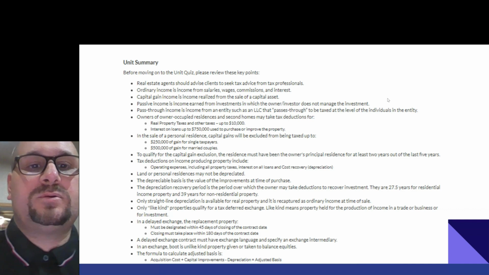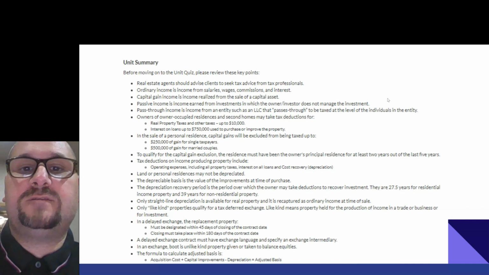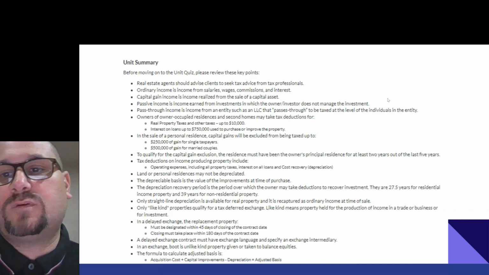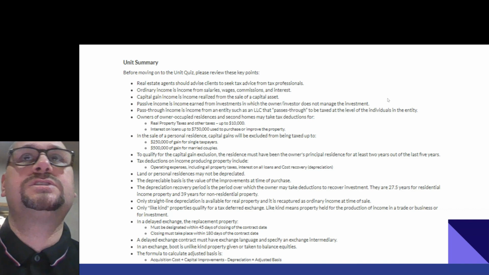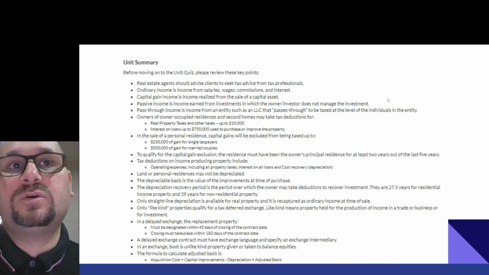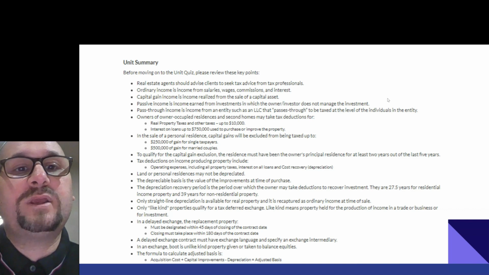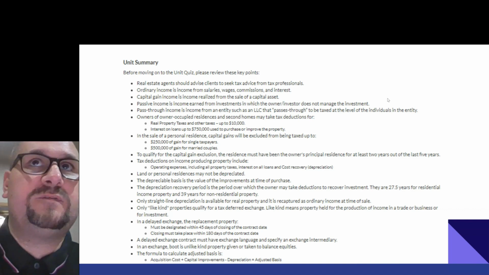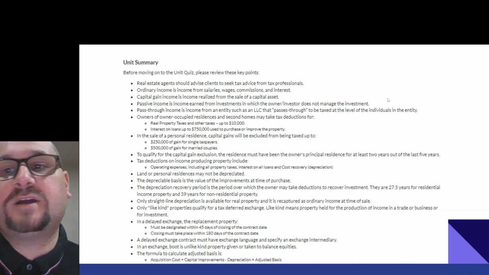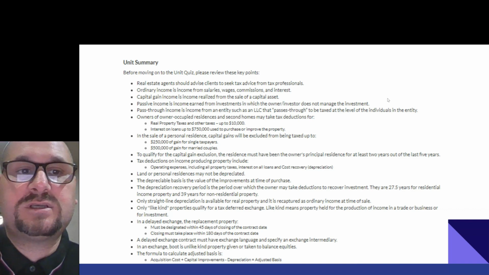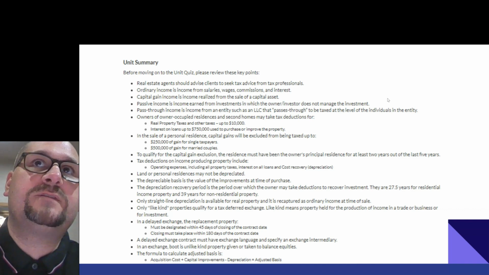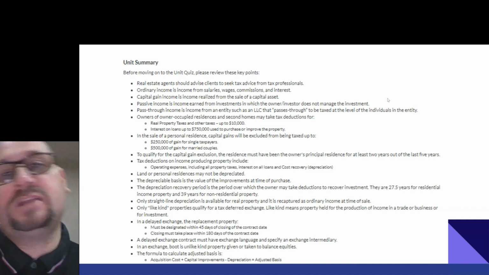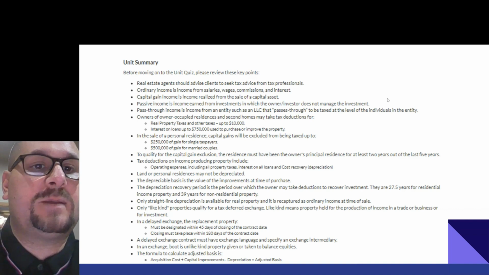To qualify for the capital gain exclusion, the residence must have been the owner's principal residence for at least 2 years out of the last 5 years. So here's another caveat. You had to have owned your house for at least 2 out of the last 5 years. So if you owned it for 1 year, do you have to pay your capital gain tax? Yes, right. But if you've been living there for at least 2 out of the last 5 years as a primary personal residence, you don't have to pay capital gain tax. So it's good if you buy a house, live in it for at least 2 out of the 5 years, and then you can sell it, because then you won't have to pay any capital gain tax.